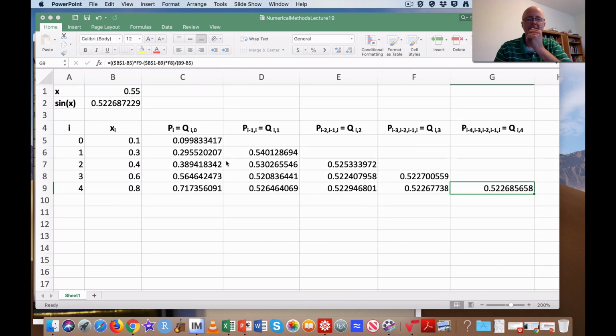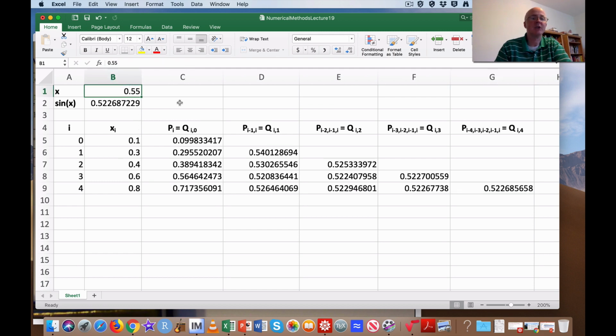Okay, so that's how you could do it on a spreadsheet. And again, this is nice now because I can now go change x and everything will get updated. These numbers, by the way, this is your best approximation. And it is indeed of these numbers in the matrix closest to sine of 0.55 that is right there.